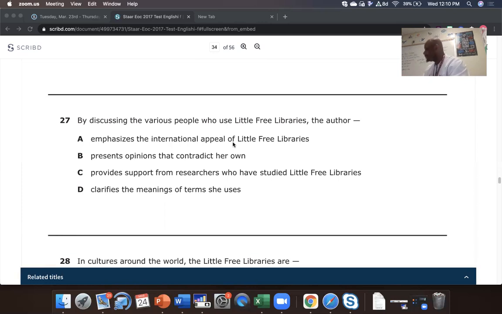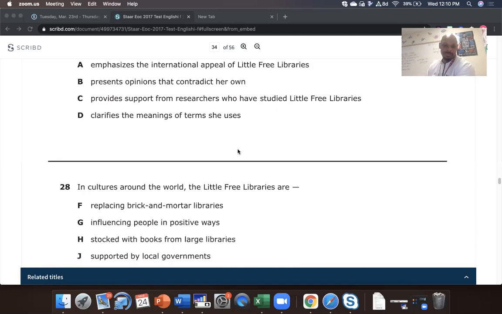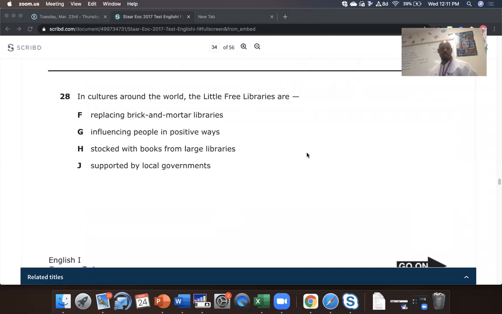Mind-blowing, isn't it? Okay, let's try one more for the sake of the camera, right? Number 28. In cultures around the world, little free libraries are. G? Right. So raise your hand if you think it's G. Consensus, huh? Okay. The correct answer for 28 is G.